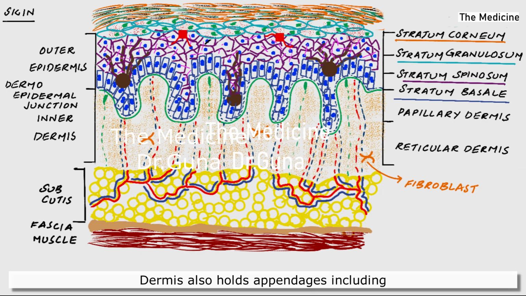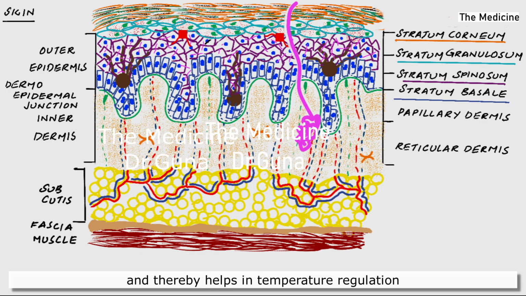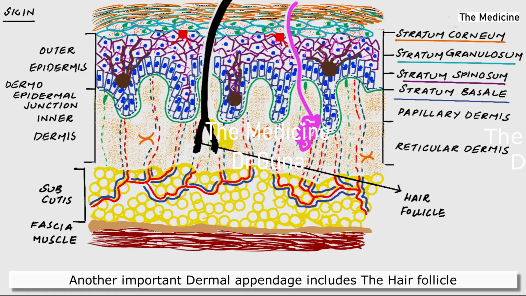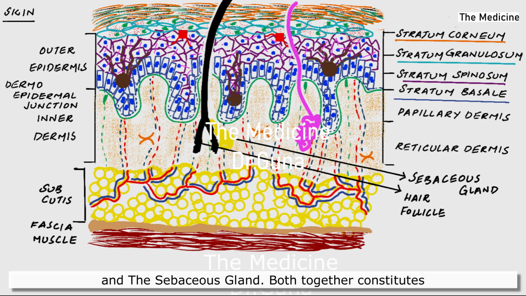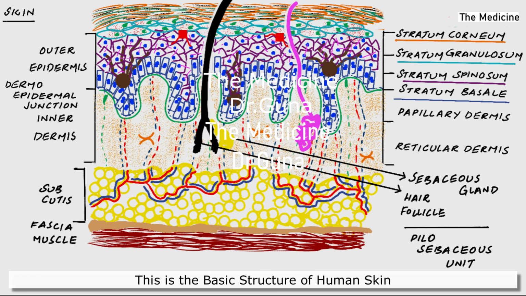Dermis also holds appendages including the glands that secrete sweat directly to the skin surface and thereby help in temperature regulation, called the eccrine sweat glands. Another important dermal appendage includes the hair follicle and the sebaceous gland. Both together constitute the unit called the pilosebaceous unit. This is the basic structure of human skin.